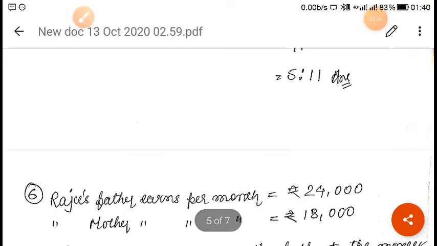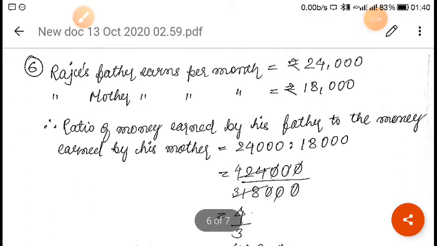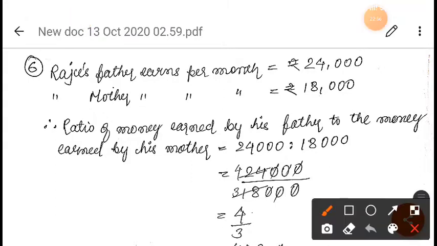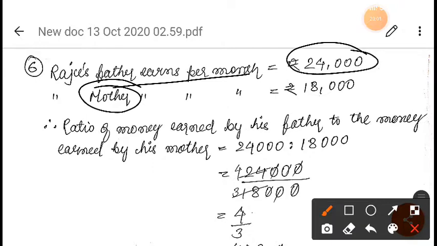Now the next question is question number 6. Raju's father earned 24,000 per month, while his mother earned 18,000 per month. Find the ratio of the money earned by his father to the money earned by his mother. Father to mother. It is not asking mother to father. It is asking about father to mother, right? So Raju's father earned per month this much, 24,000. His mother earned 18,000.